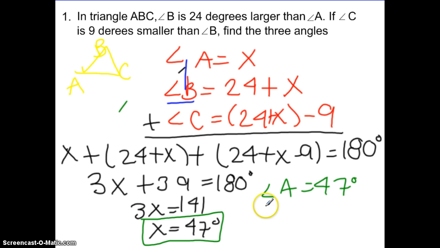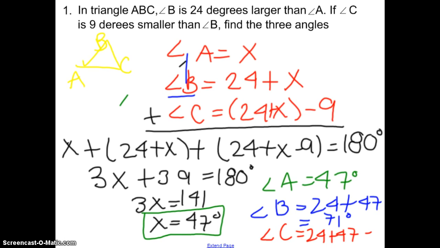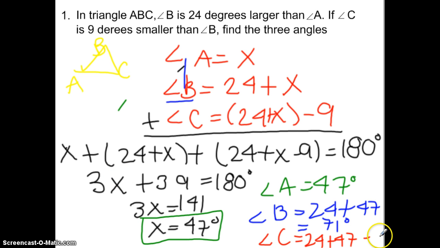Now angle B is going to equal 24 plus 47, so that's going to leave us with angle B equaling 71 degrees. And then finally, for angle C, we're going to be left with 24 plus 47, that's angle B, minus 9. When you do your math, you should get angle C equals 62 degrees.